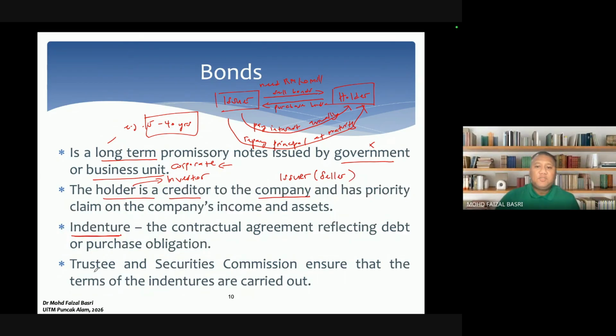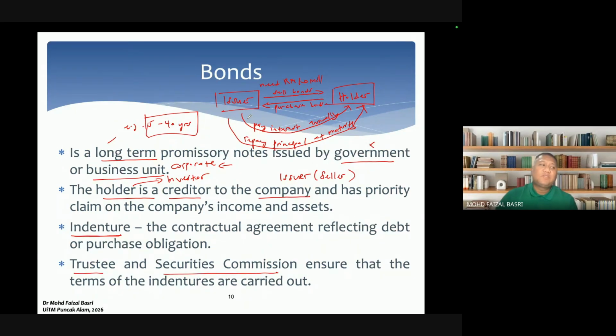So we have these two parties: the trustee and the Securities Commission. The trustee is obviously part of the contract. Pemegang amanah, trustee. They observe closely whether the issuer follows the contract. If the issuer promises to pay 5%, does it pay 5%? If it must pay semi-annually, does it pay twice a year? All of those will be reported to the trustee, and the trustee will make sure the issuer fulfills all the obligations.